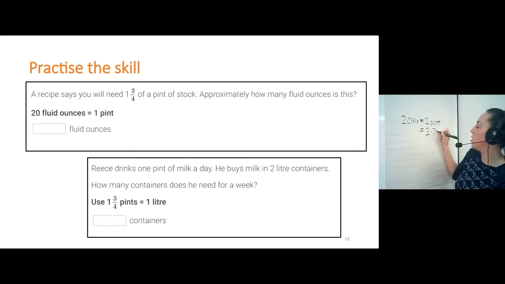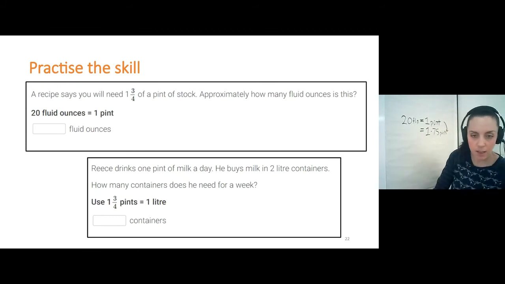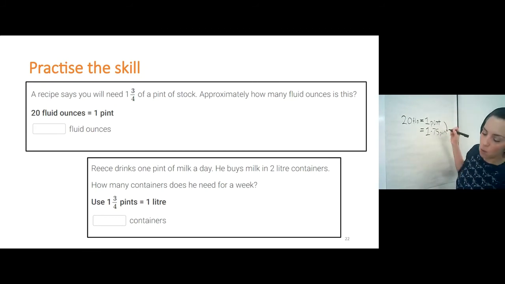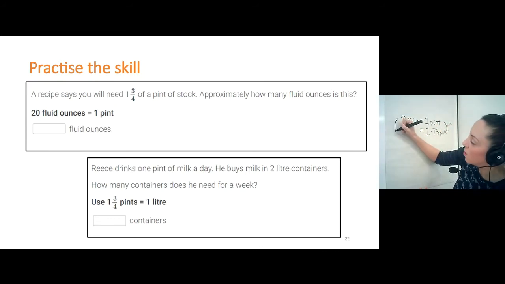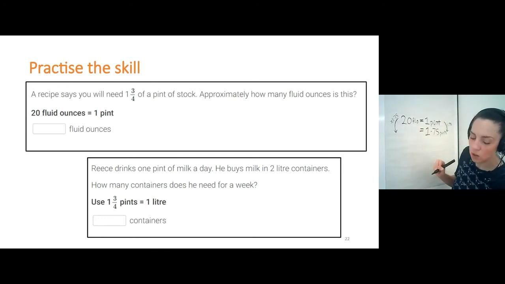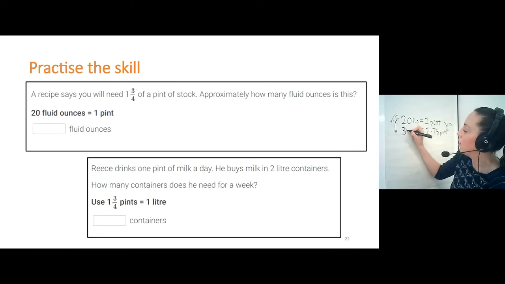So we've got 1.75 pints. So we've increased our pints by 1.75 times bigger because we've gone from 1 to 1.75. So 1 times 1.75 will give you 1.75 pints. So we're going to do exactly the same to this side. So 20 times 1.75 is 35 fluid ounces.